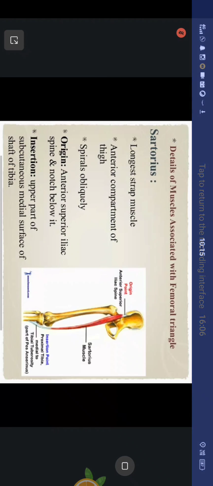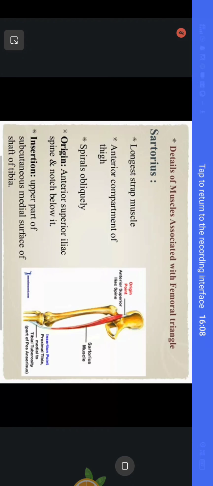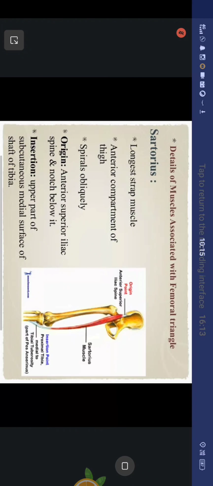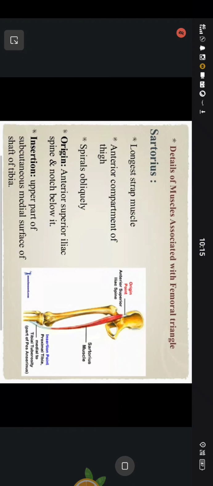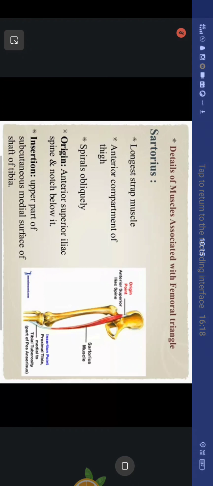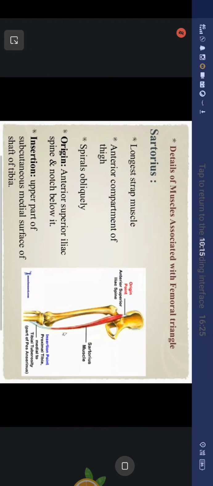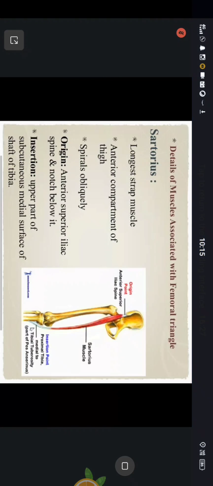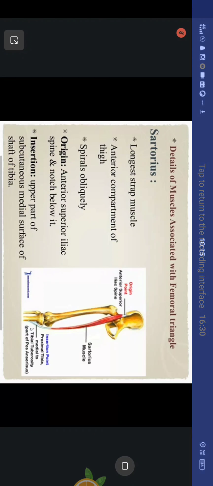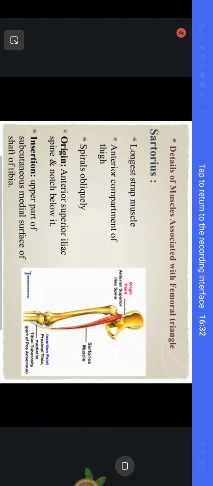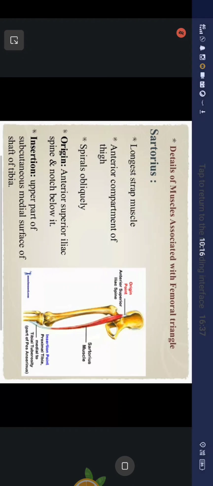So coming to the origin and insertion of the sartorius. This sartorius arises from the anterior superior iliac spine. And some fibers arise from a notch below this anterior superior iliac spine. And regarding the insertion, these fibers run downwards and obliquely and close to the medial aspect of the thigh, medial aspect of this knee joint, and is inserted into the upper part of the subcutaneous medial surface of the shaft of the tibia.